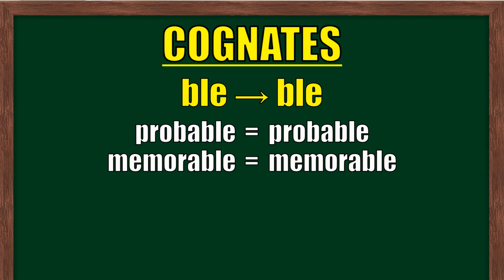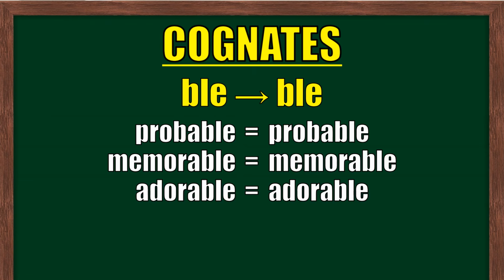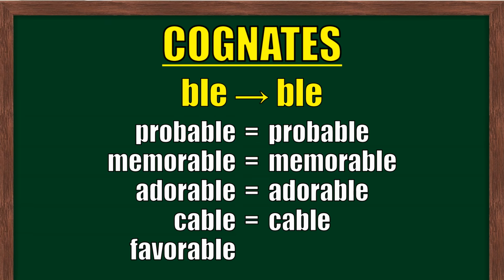Memorable, adorable, cable, favorable. In this case, the accent goes on the second to last syllable because these words do not end in a consonant other than S or N. Probable, memorable, adorable, cable, favorable.